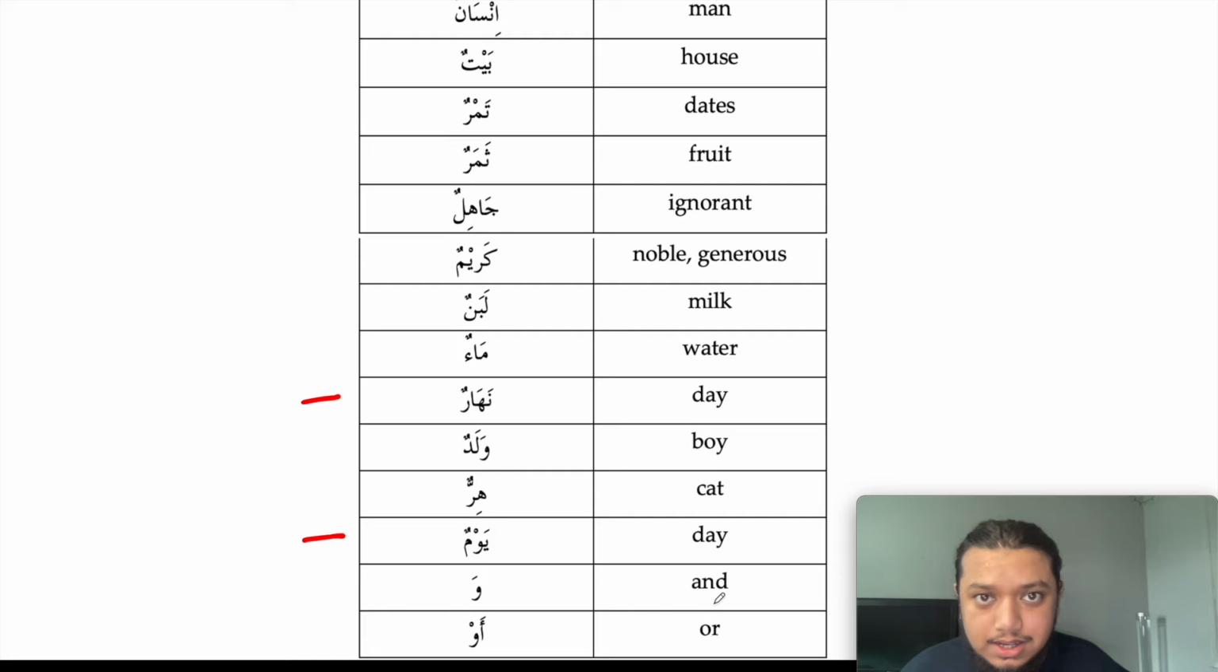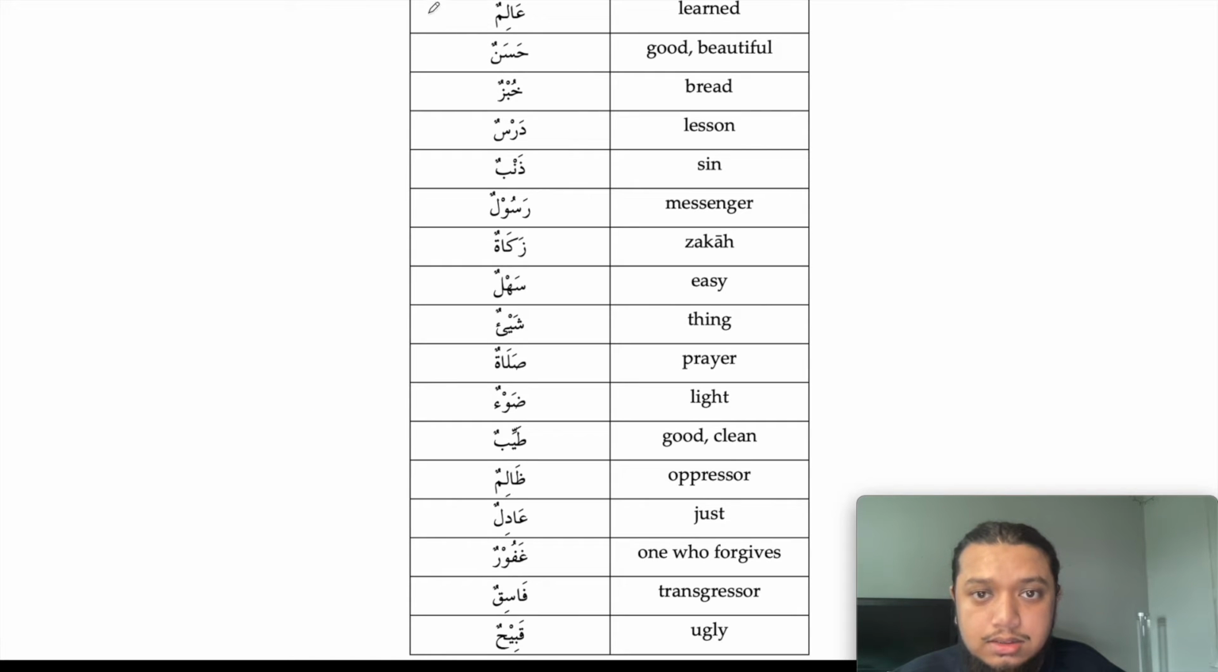Wa means and, aw means or. Alimun refers to a learned person or a scholar. Hasanun means something that's good or beautiful. Khubzun means bread. Darsun means lesson, as in class lesson, like this. Rasulun means messenger. Zakatun refers to the zakah.